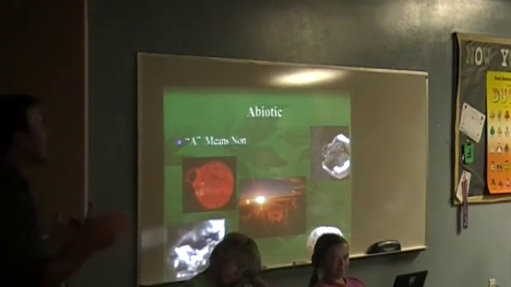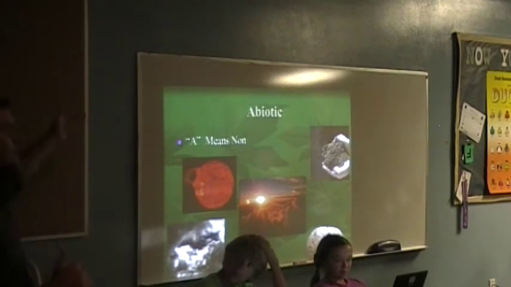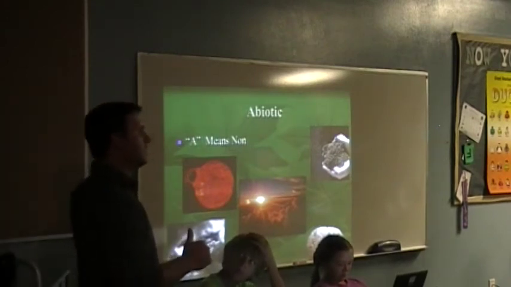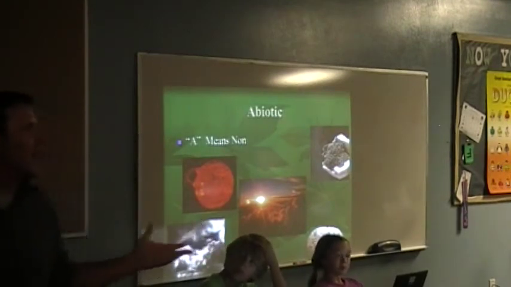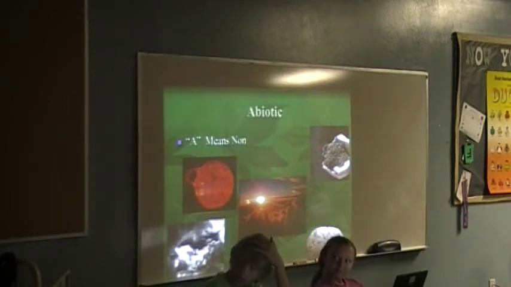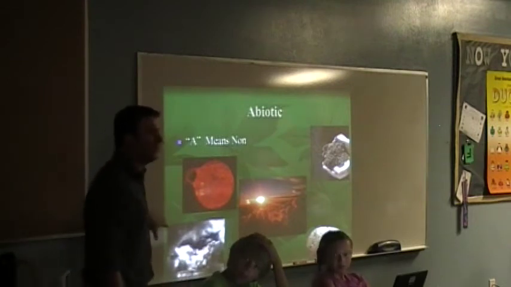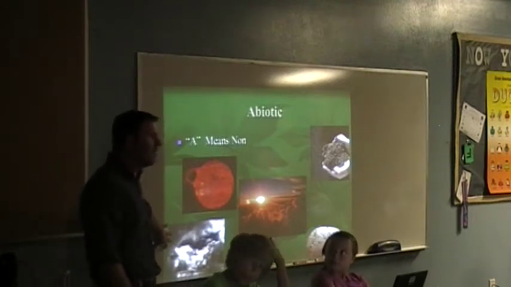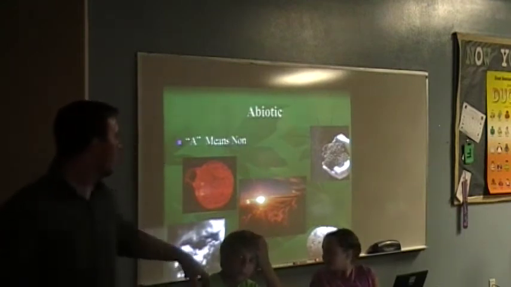Okay. Guys, abiotic means no life, no living. What are some things that are not living? The sun is not alive. The sun is not going to grab you someday in the middle of the day and say, stop it! No. The sun is not going to talk to you. The clouds are not going to, even though in Dairy Queen commercials they go, hey. No. The clouds really don't talk, all right?